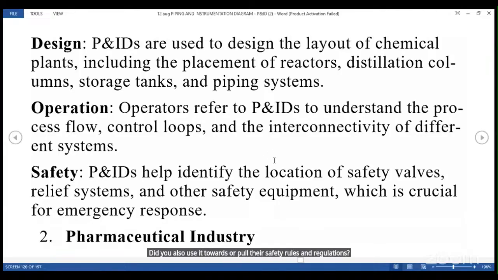P&ID helps identify the location of safety valves, relief systems, and other safety equipment, which is crucial for emergency response.